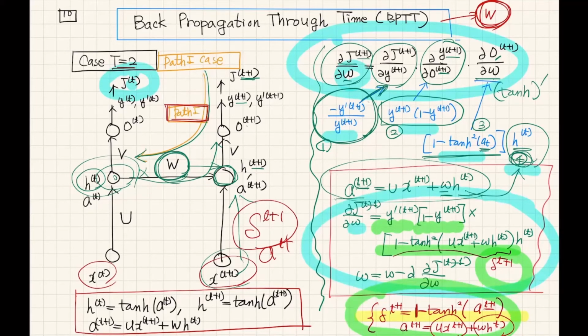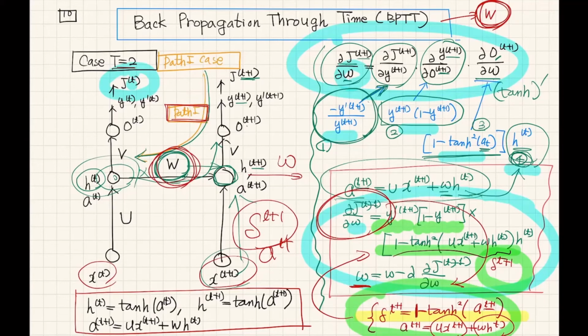So if you plug into this, we obtain the cost function. And if you take the derivative of the cost function gradient and plug that in here, you can update the W matrix. That is the connecting matrix from each state of hidden layer to hidden layer.